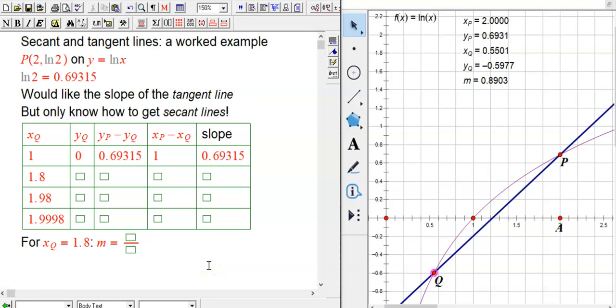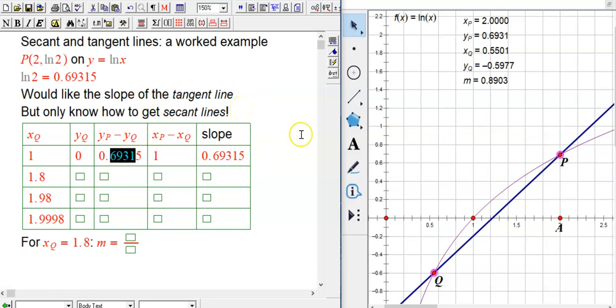Let's look at a worked example of using secant lines and an informal limit to figure out what we think the slope of the tangent line to a curve is going to be. So we are looking at the graph of the natural log function, y equals log x or ln x, and we're looking at the point 2 comma log 2. So where x equals 2, y is of course log 2, which is about 0.693. And we'd like to get an idea of what the slope of the tangent line is going to be.